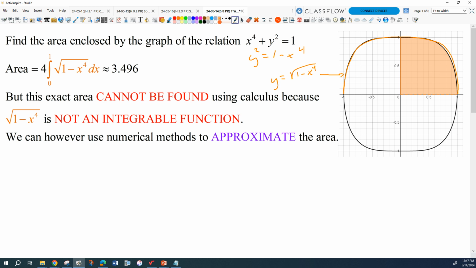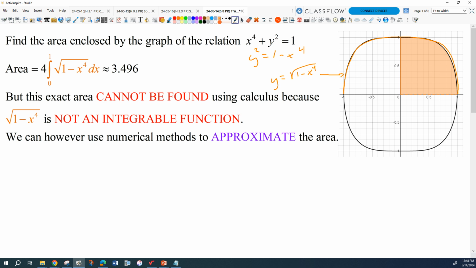Okay, but the problem is this exact area cannot be found using calculus because that function, that square root of 1 minus x to the fourth, is not an integrable function. There is no elementary function that you can play calculus Jeopardy with and get that result. It doesn't exist. So that's kind of weird that there are some functions like that in calculus. You can differentiate anything, right, using the correct rules. I mean, you can find a rule and differentiate anything, but you can't anti-differentiate or integrate anything, which is a little strange.